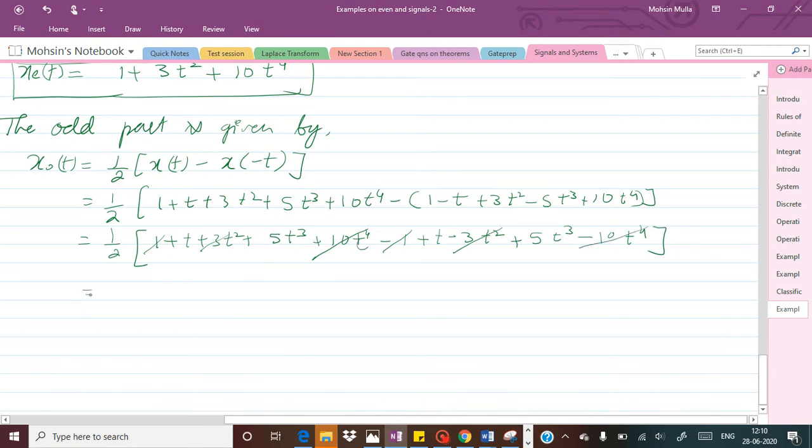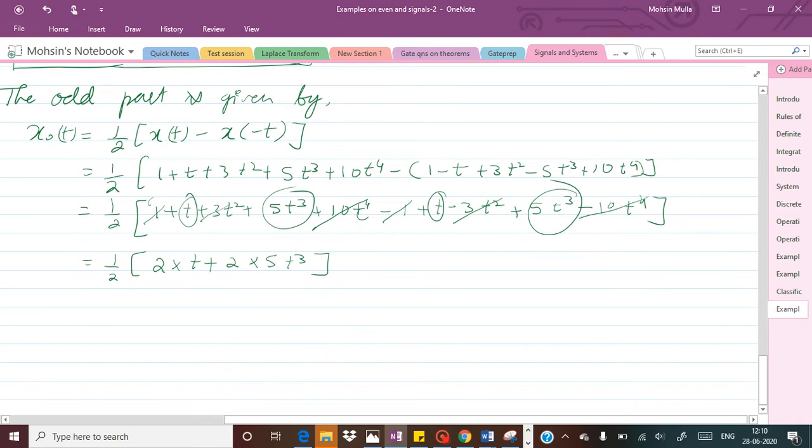So let us see what terms are remaining. So t is remaining, so 2 into t plus 2 into 5t cube. These are the only terms remaining. So therefore again 2 will get cancelled with this denominator 2, so we get t plus 5t cube as x o of t.